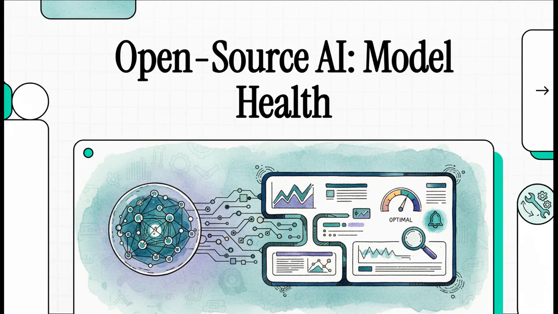So, your AI model is live. It's out there in the wild making predictions. That's fantastic. But are they the right ones? And how would you even know? Today, we are digging into one of the most critical and honestly often overlooked parts of AI, model health. Let's find out how to make sure your model stays sharp long after it's deployed.